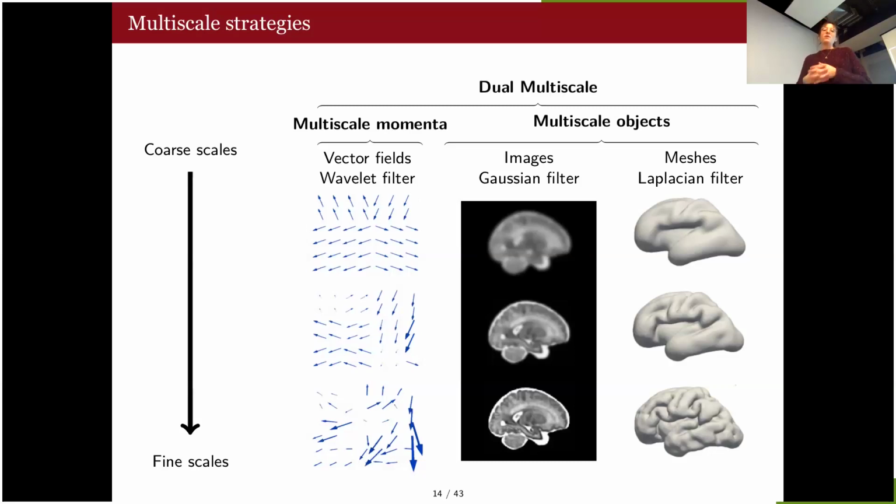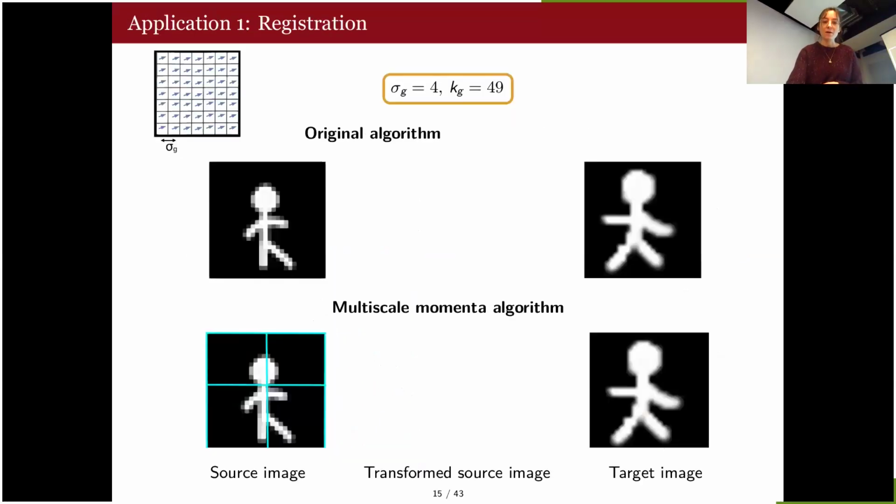And so this means that we actually have 4 different algorithms: the original algorithm, the multiscale momenta algorithm, the multiscale objects algorithm, and the dual multiscale algorithm, which combines the 2 multiscale algorithms. So first of all, I am going to present a simple registration example to show you how the multiscale momenta algorithm operates on a simple example.